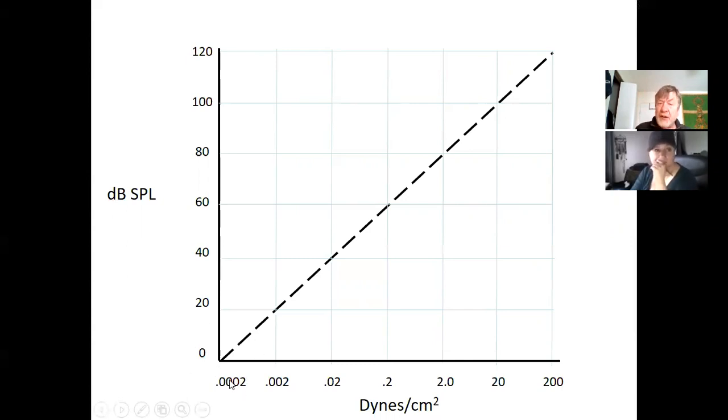If they increase that pressure by a factor of 10, now you're at 20 decibels. If you increase that pressure by a factor of 100, you're at 40. If you increase that pressure by a factor of 1,000, you're at 60, and so on. So the greatest pressure you can tolerate is 1,000,000 times more than the softest pressure it takes to just barely hear.